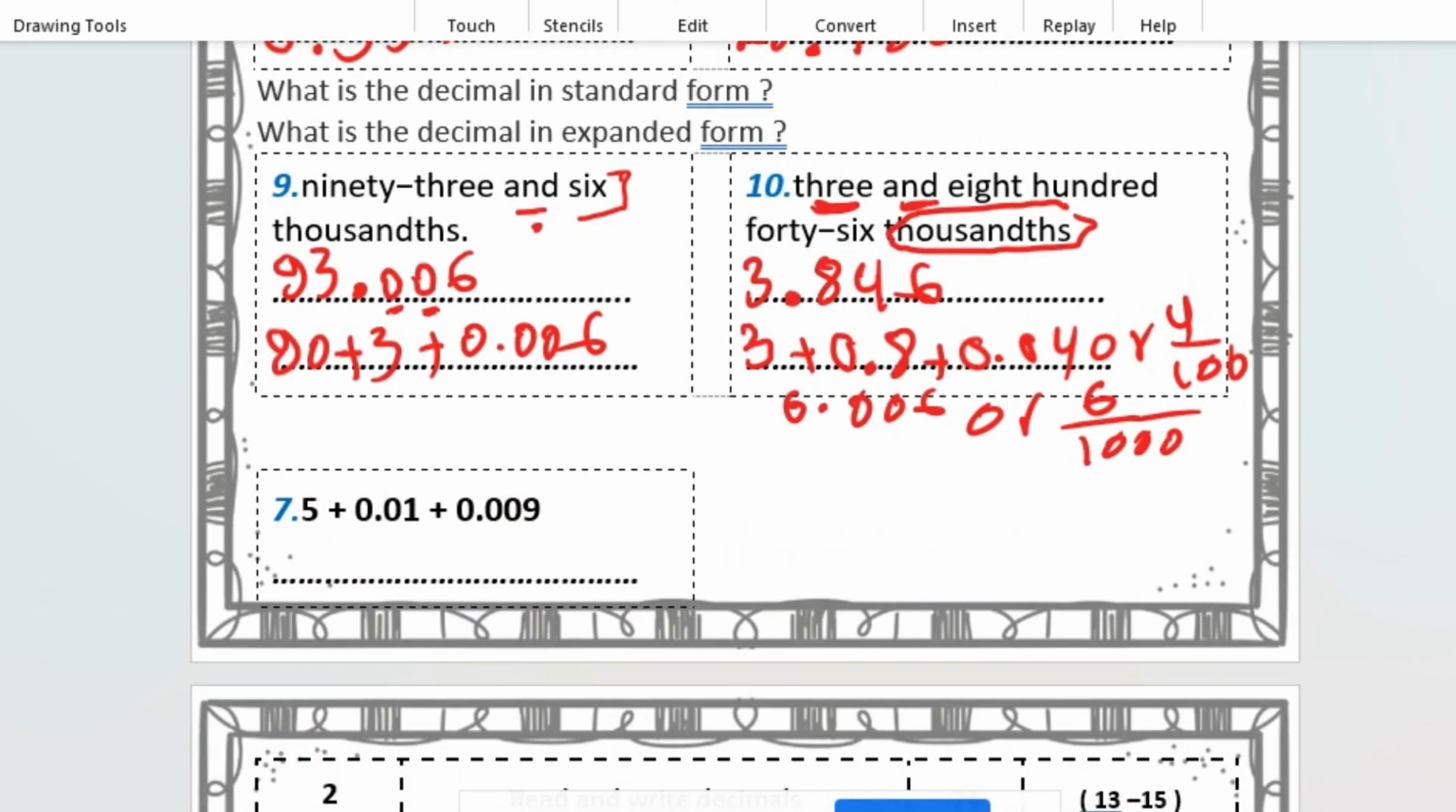Now I'm going to just leave this question for you. I think this question just wants you to put it in standard form. It's too easy to just leave. You can just write 5.019. You have 1, 2, and 3 numbers after the decimal point, so it's 5 and 19 thousandths.